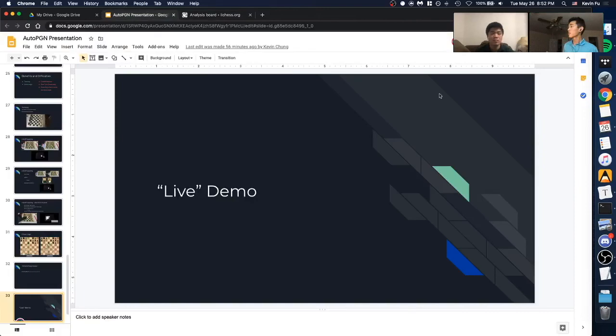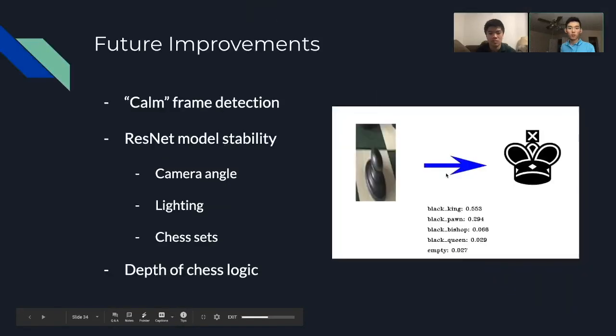Okay, so as you can imagine, our software doesn't work perfectly in every use case, and so Kevin Chung is going to talk about a few future improvements. So the first improvement that we wanted to speak about is calm frame detection. The calm frames being the frames that don't have any occlusion in them. Oftentimes, we will see our software label a frame where someone's hand is in the image as a calm frame, and that's because right now we're using a pretty brittle threshold rather than a more robust method.